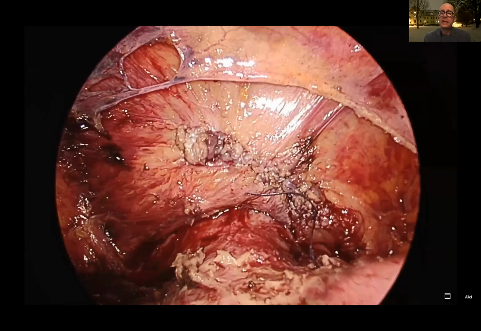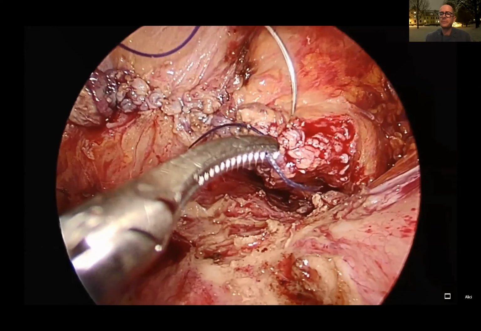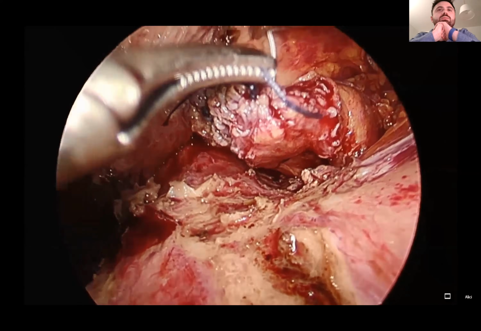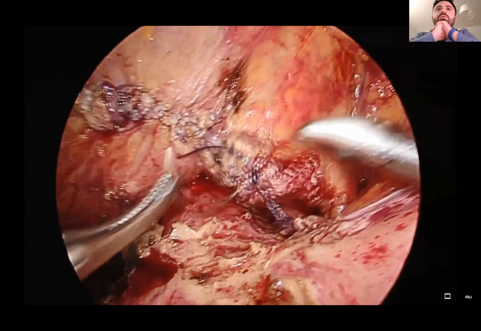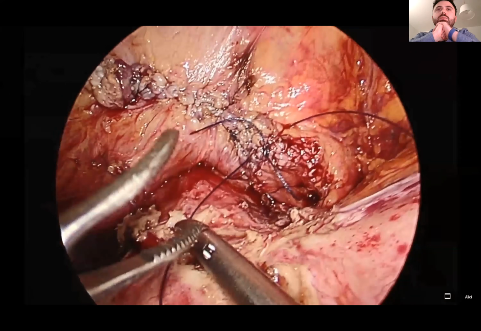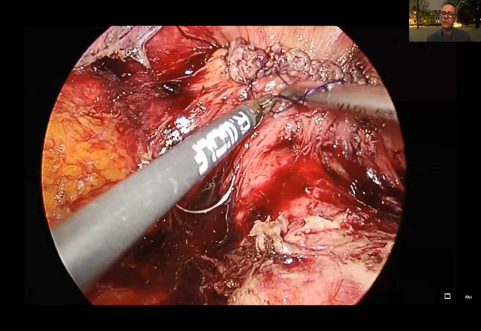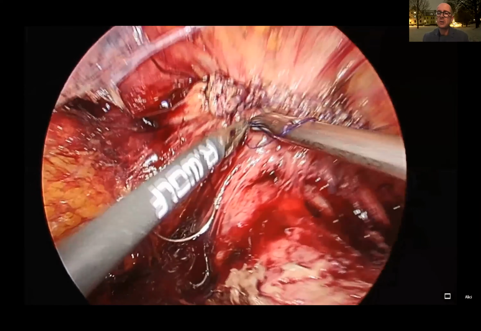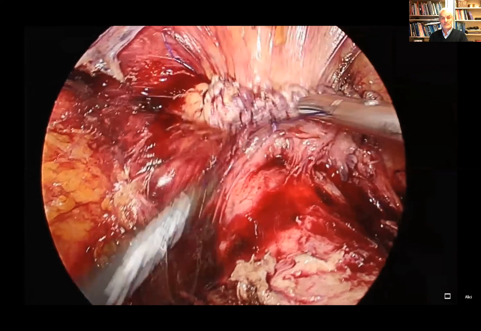Aline, for how many days usually do you leave the Foley catheter? Well, depending on how extensive the surgery was, we do it for 10 to 15 days in the clinic. Other opinions from our experts? 10 days, I think. We say 7 days. Okay.